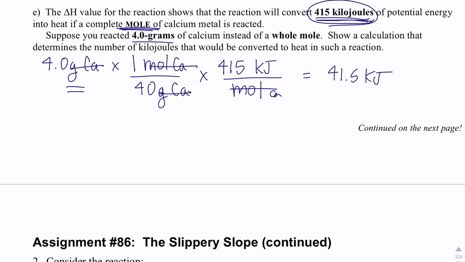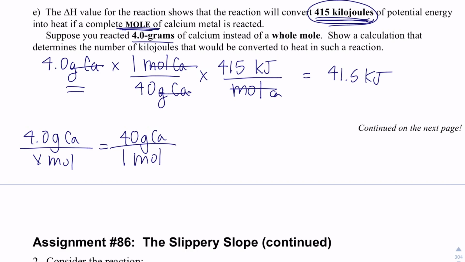If you want to do this as a proportion, you'd have to do 4.0 grams of calcium over X moles is equal to 40 grams of calcium over 1 mole. We end up with 0.1 moles, and then we use that for the next one. 0.1 moles over X kilojoules is equal to 1 mole over 415 kilojoules. So it'll get you the same answer.